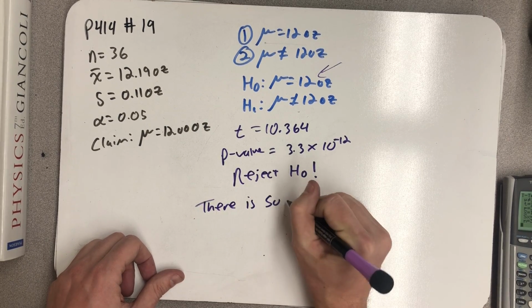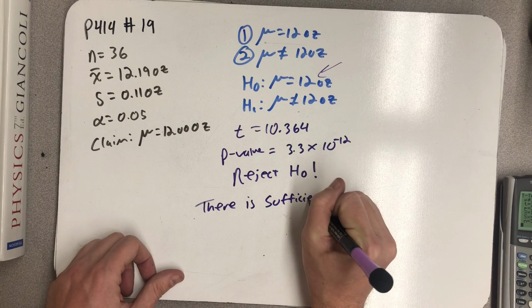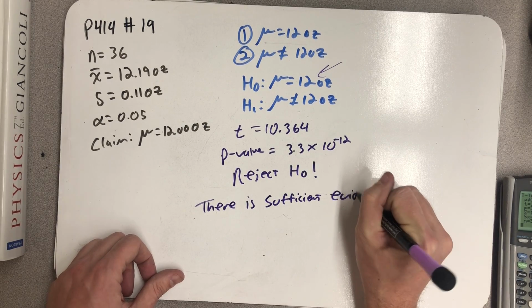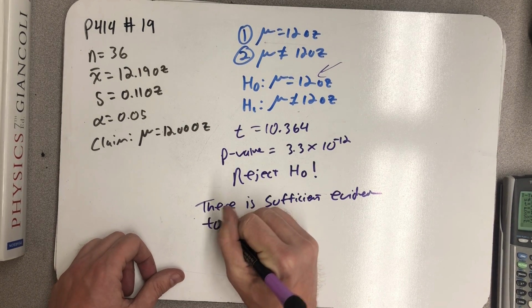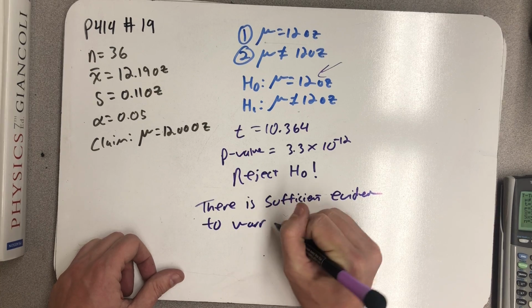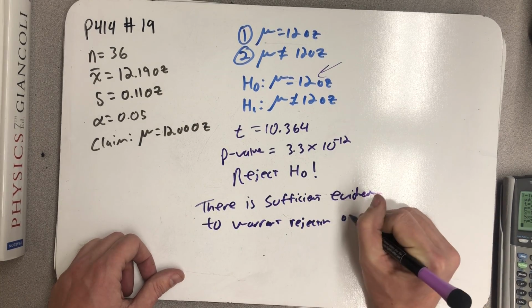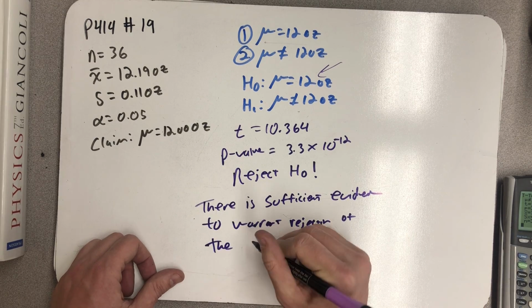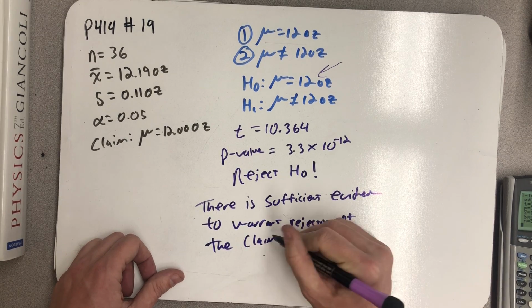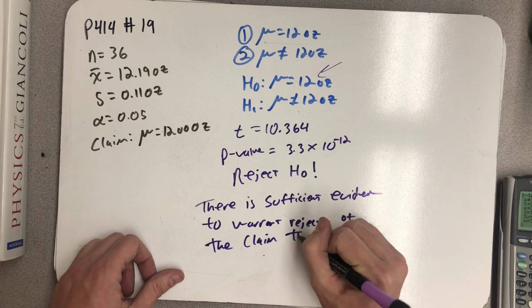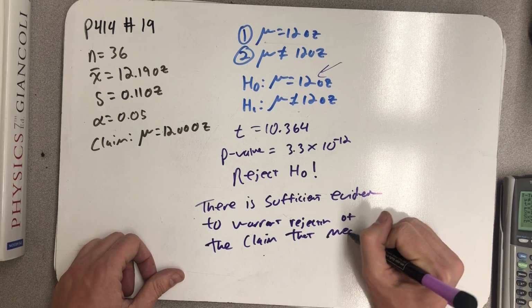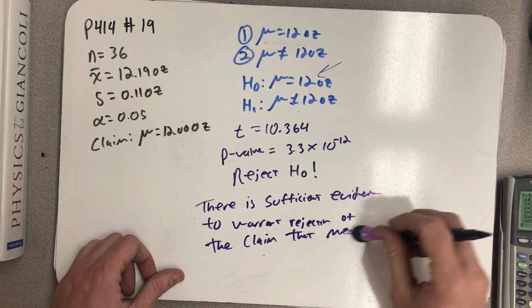There is sufficient evidence to warrant rejection of the claim that the mean volume is 12 ounces.